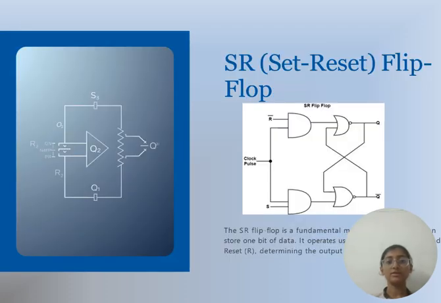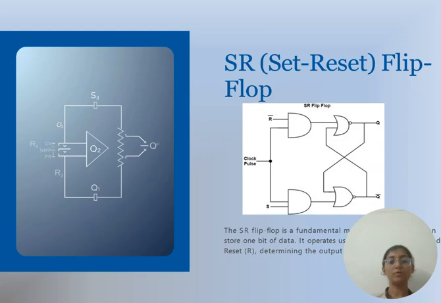First one is SR flip-flop. An SR, that means set or reset, flip-flop is a basic type of flip-flop used in digital electronics to store one bit of data. It has two inputs, that is S and R. S means set, R means reset. When the S input is activated, the flip-flop sets its output to 1. When the R input is activated, the flip-flop resets its output to 0.